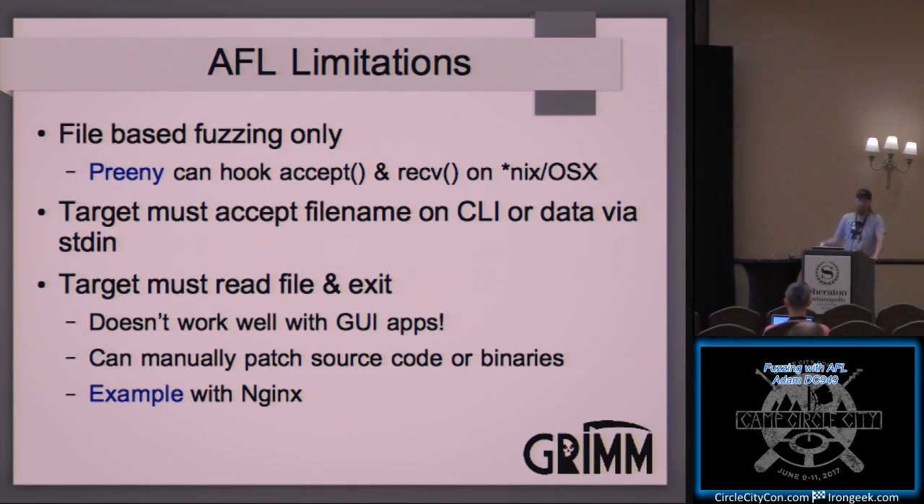There is an example with Nginx, which is a web server, where they changed the source code so that it would read from standard in, and it would read a web request, so it would be from a browser. It would process the request and then exit. So it would just handle one request and then exit, and it worked pretty well. They didn't find any bugs, by the way, so spoiler alert. But they were able to fuzz it, and it went through the whole process, and they got a pretty reasonable number of iterations per second.